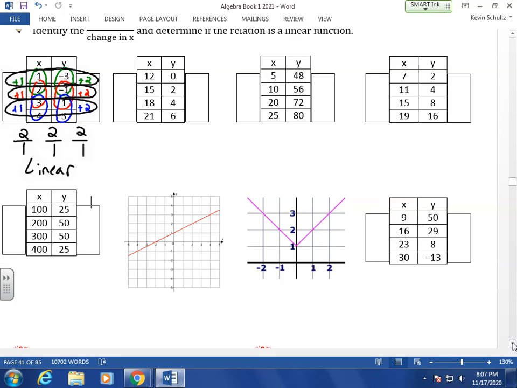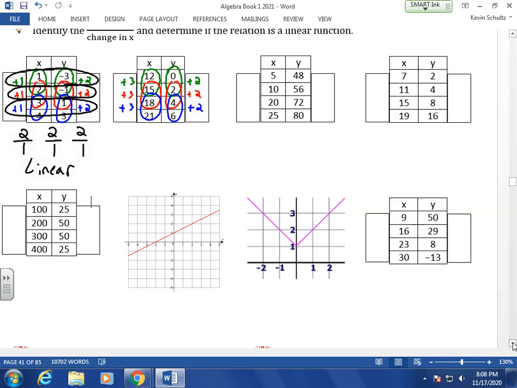All right, let's look at the second one. Starting with our change in y, the change from 0 to 2 is plus 2. The change from 2 to 4 is plus 2. And the change from 4 to 6 is plus 2. So far we're in good shape, right? Things seem to be working out for us. Let's go to the x side of things. From 12 to 15 is plus 3. From 15 to 18 is plus 3. And from 18 to 21 is plus 3.